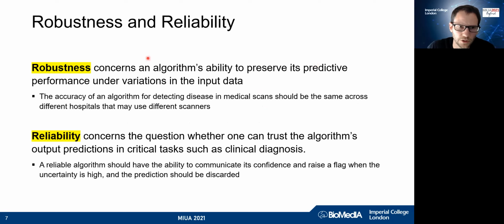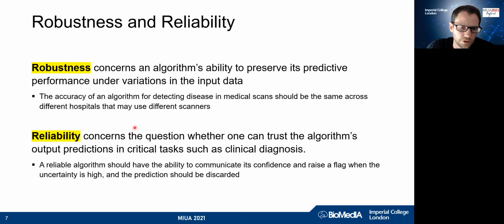So robustness for me concerns an algorithm's ability to preserve its predicted performance, especially under variations in the input data. And this is a big topic. Many people are working on this. How do we make sure that, for instance, an algorithm that detects disease in medical scans works equally well across different scanners, different settings of image acquisition.